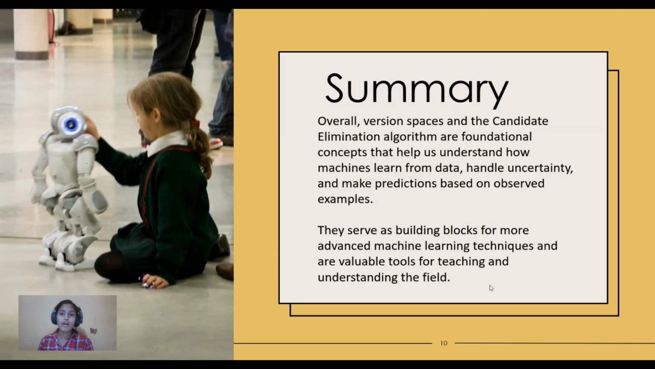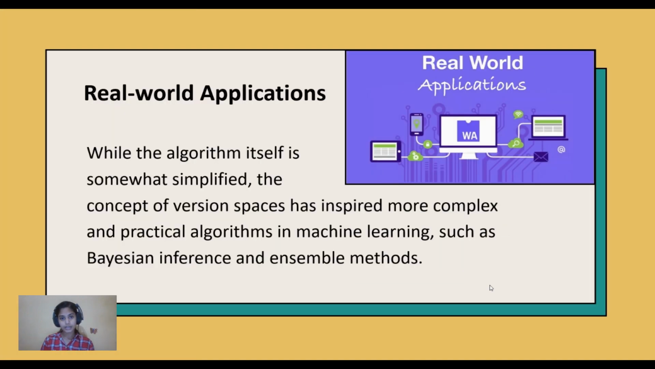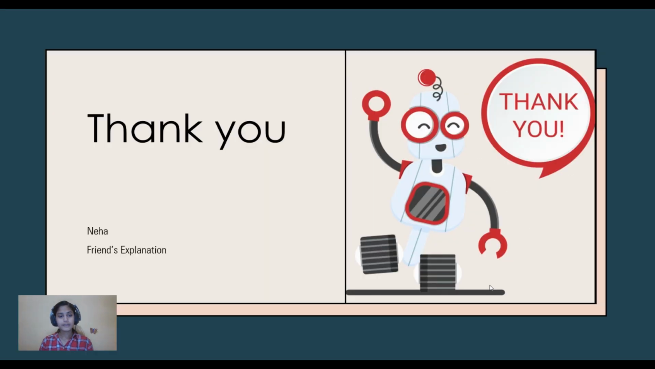So, summary: overall, version space and the candidate elimination algorithm are foundational concepts that help us understand how machines learn from data, handle uncertainty, and make predictions based on observed examples. They serve as building blocks for more advanced machine learning techniques and are valuable tools for teaching and understanding the field. So, this is what version space and candidate elimination remarks are. Yeah, that's it for this video.